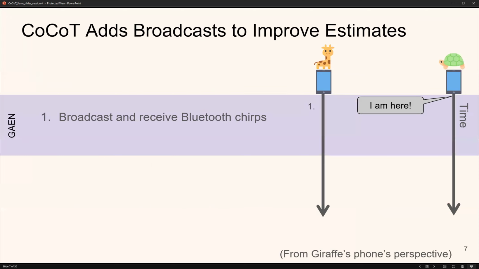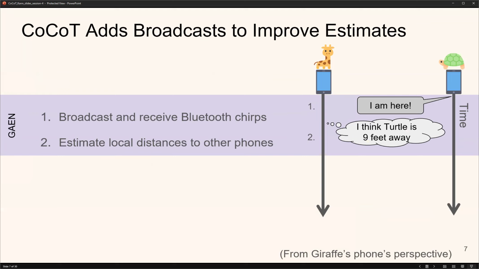So I'll explain how automated contact tracing, as well as CoCoT works right here. I'll start with GAIN because we're built off that, and then I'll get into CoCoT. So first, phones will broadcast or chirp a cryptographically generated random number. In this case, the turtle's phone is shouting, "I am here," and the giraffe's phone is going to receive that. It's then going to locally compute a distance estimate to that other phone based off the received signal strength. In this case, the giraffe's phone thinks the turtle's phone is 9 feet away.